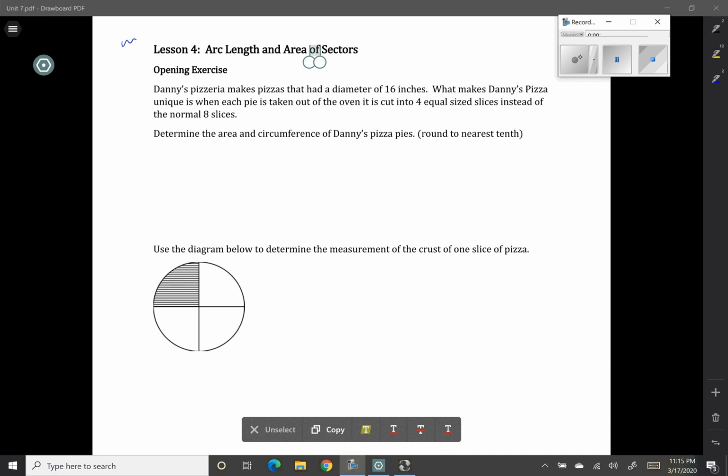All right, everybody, welcome to the video here for lesson number 4, finding the arc length and area of a sector. So the opening exercise is definitely something that I want you to try first. Take a minute, look at Danny's Pizzeria, and see if you can determine the area and circumference of his pizza pie. If you want to pause the video here, take a minute and see what you get for your answers.